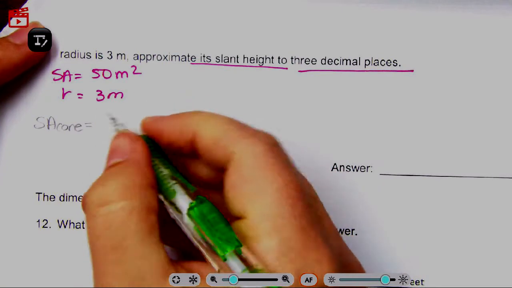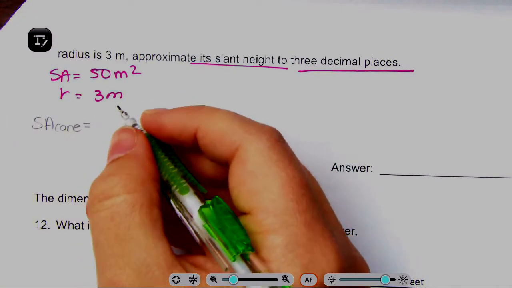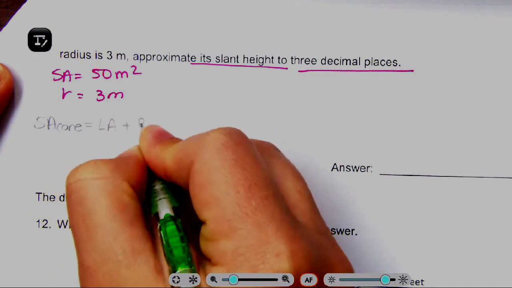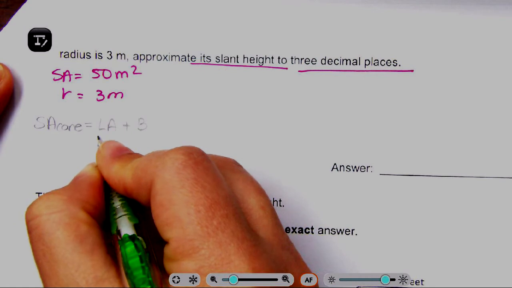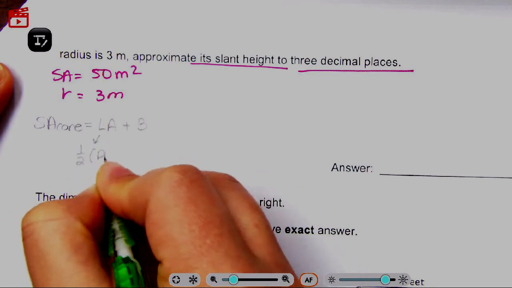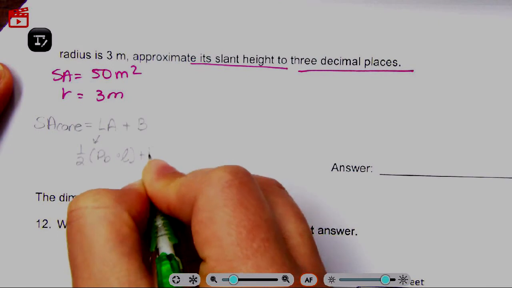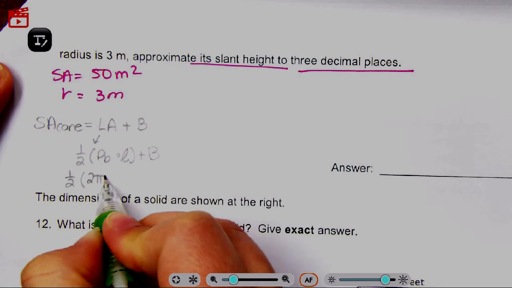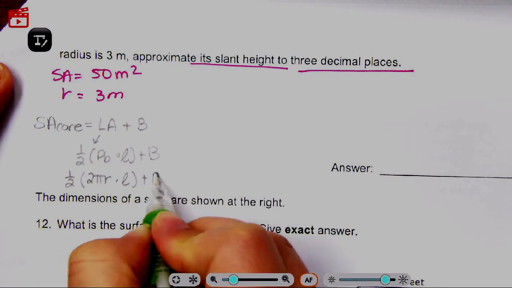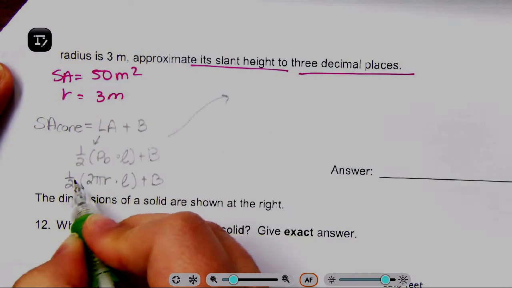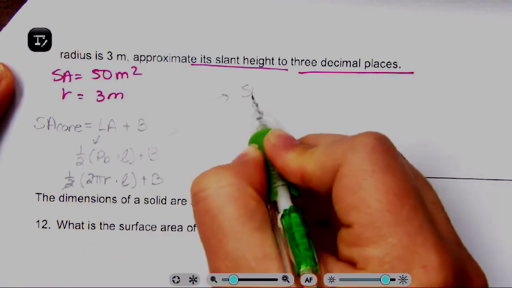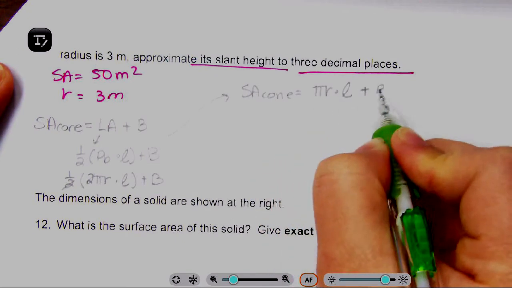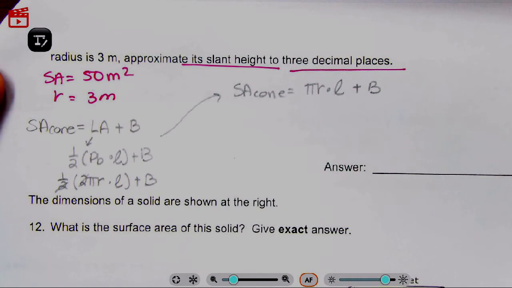Let's see if I can actually get the formula right this time instead of my hiccup on my last problem. So the cone surface area is the lateral area plus the area of the base. Lateral area of a cone is 1/2 times the perimeter of the base times its slant height, plus the area of the base. The perimeter of the base is my circumference, which is 2 pi r, times my slant height plus the area of the base. Now we're going to simplify that formula because I have a 2 on top and 2 on the bottom. So my surface area of a cone is pi r times my slant height plus the area of the base.